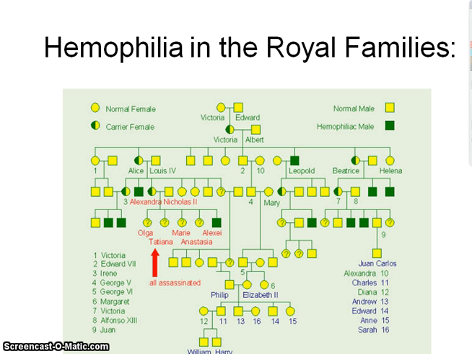Hemophilia in the royal family. Remember, in royal families, you were supposed to marry people that also had royal blood. So in a pedigree, you see your males and females. You'll see, like for example here, these two are cousins. So a trait that's normally very rare, we actually see this trait a lot in the royal family.